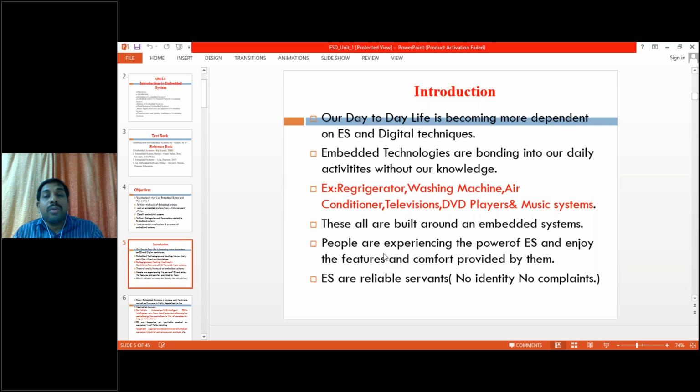So how much workload you give to a washing machine, it will wash it. It has some capacity. So based upon the features provided by the embedded system, you have to decide the capacity. It will wash it, and it will do the duty. So embedded systems are acting as reliable servants. There is no identity and no complaints.